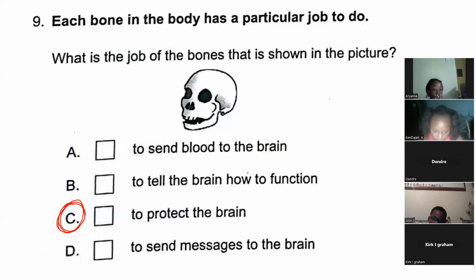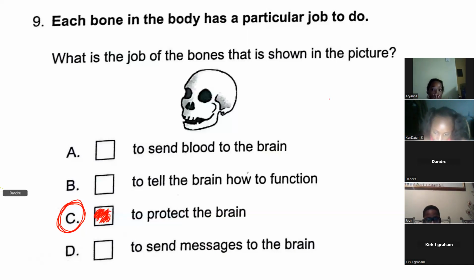Each bone in the body has a particular job to do. What is the job of the bones that is shown in the picture? A. To send blood to the brain. B. To tell the brain how to function. C. To protect the brain. D. To send messages to the brain. The answer is C. To protect the brain. Very good. What is the name of this bone that protects the brain? The skull. The skull. Very good.